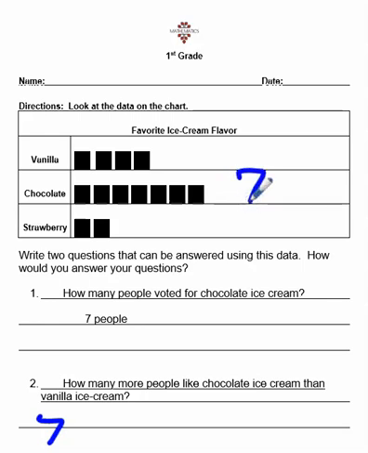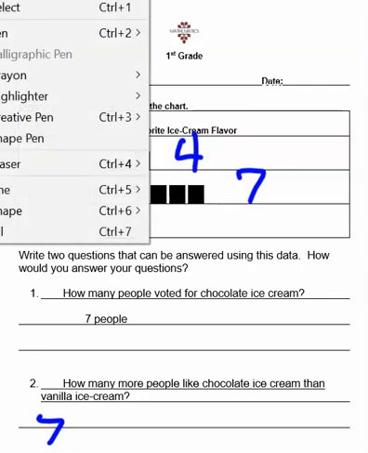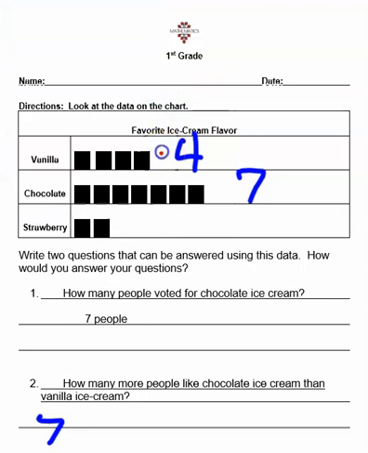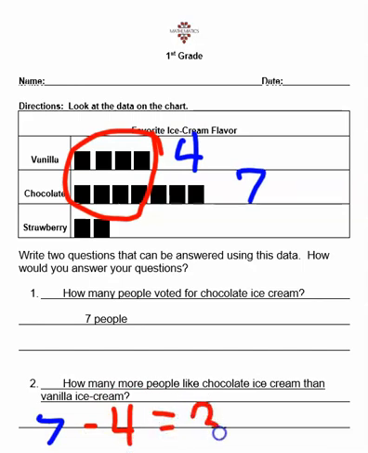And how many voted for vanilla? Let's count. 1, 2, 3, 4. So 4 people voted for vanilla. So if they voted the same, how many would they have? Four here. But chocolate had 3 more. So if I have 7 and I take the 4 away, I would have 3. So 3 more people voted for chocolate than vanilla ice cream.